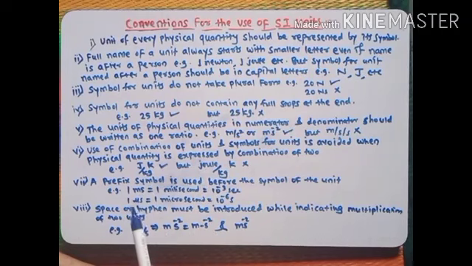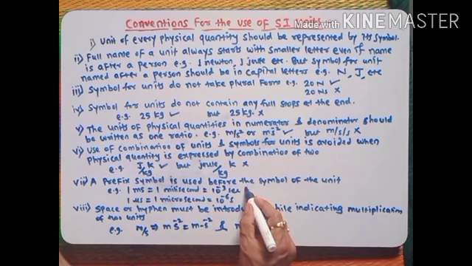Only symbols are used together. A prefix symbol is used before the symbol of units. Suppose we write 1 millisecond, m for milli, second. 1 millisecond means 10 raised to minus 3 second. 1 microsecond, micro. This is the symbol and this is the prefix. Also, I will give one example here.